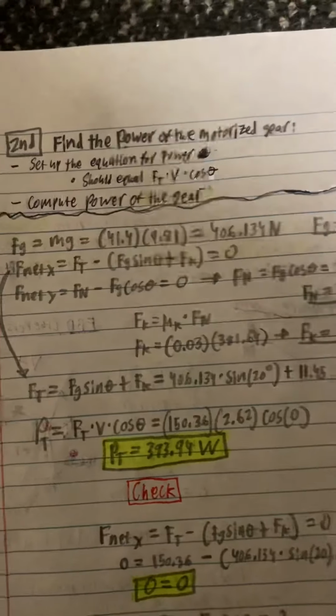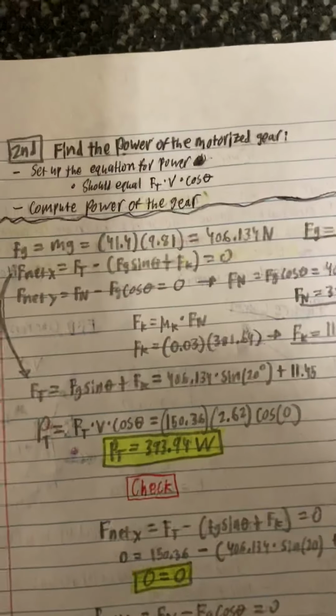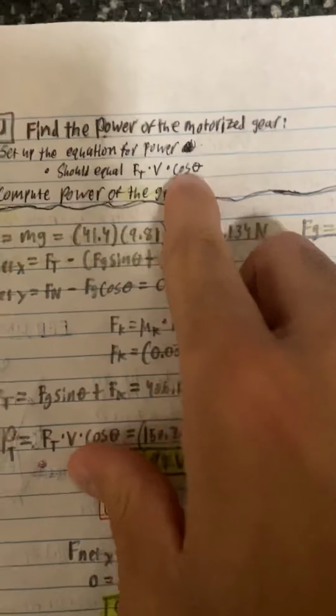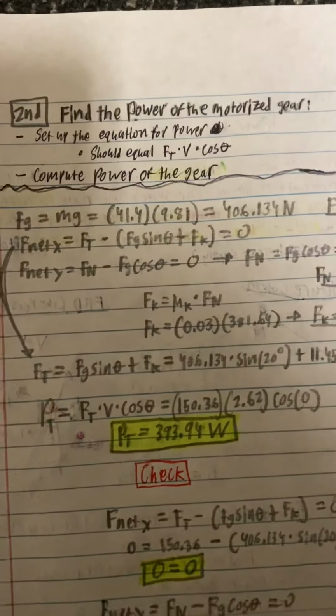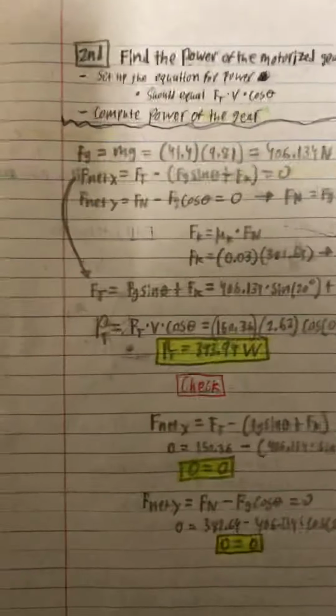That 20 degrees only really applies to the gravity in this case. This theta applies to the direction in which you're traveling. And then we compute the power of the gear. Okay, so then we get into solving this.